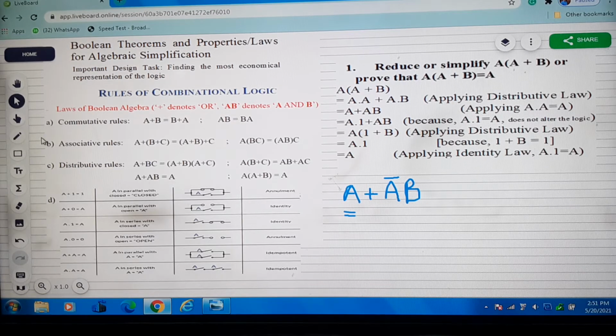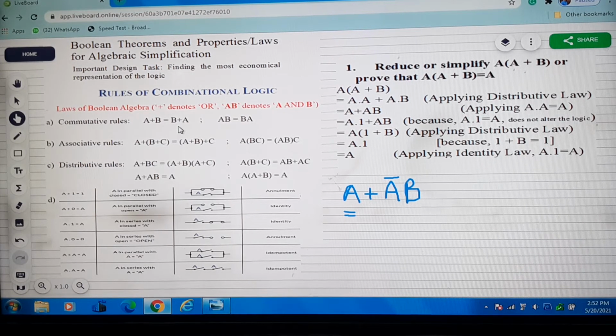The law states that changing the sequence of the variables does not have any effect on the output of a logic circuit. That is, the order in which two variables are ANDed makes no difference. A dot B is equal to B dot A, and the order in which two variables are ORed makes no difference. That is, A plus B is equal to B plus A.